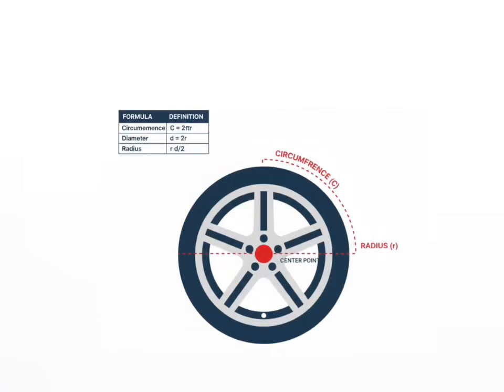Take an example like a wheel. Now you can understand what the circumference is. The outside of this wheel is the circumference, the middle of the wheel is the center point, and from that middle point to the circumference is the radius.